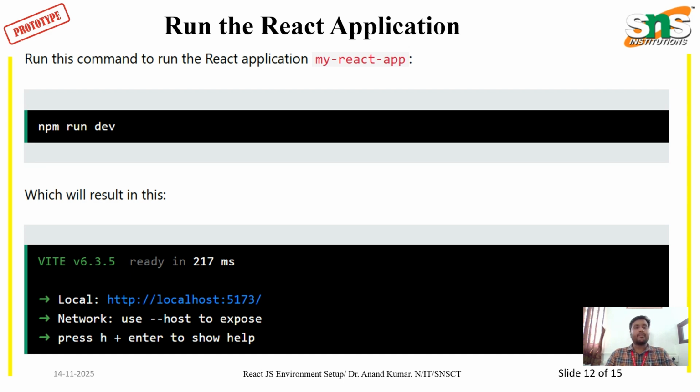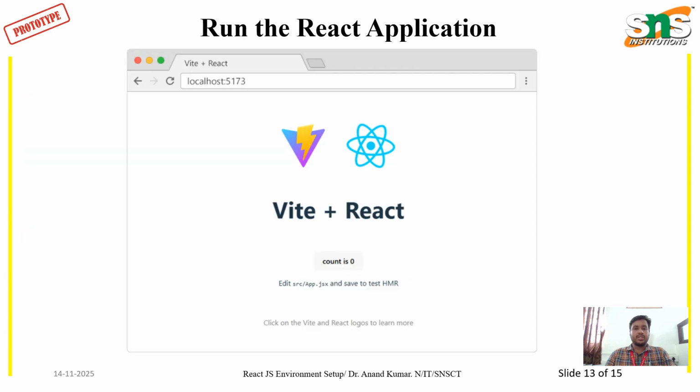So run this command to run the React application, my-react-app. We are now going to run the development app with npm run dev, which results in this: Vite version 6.3.5 is ready in 217 milliseconds, and it can be run from localhost port 5173. The network option is to expose the host, and pressing h plus Enter shows help. If you want help with the React application, we can use h. So this will be the application output.